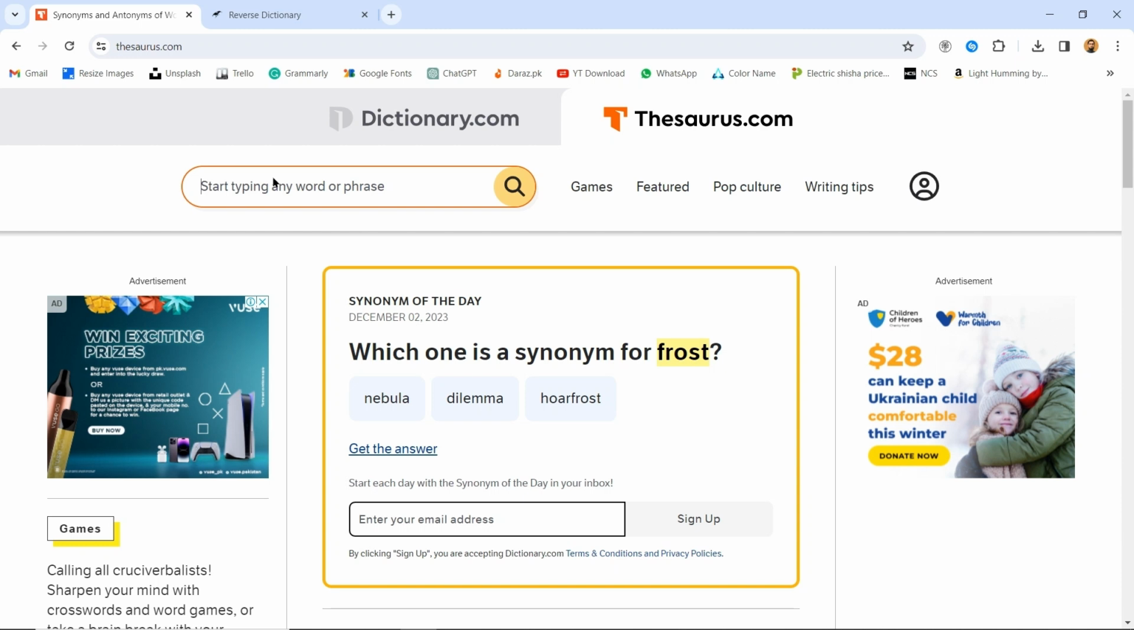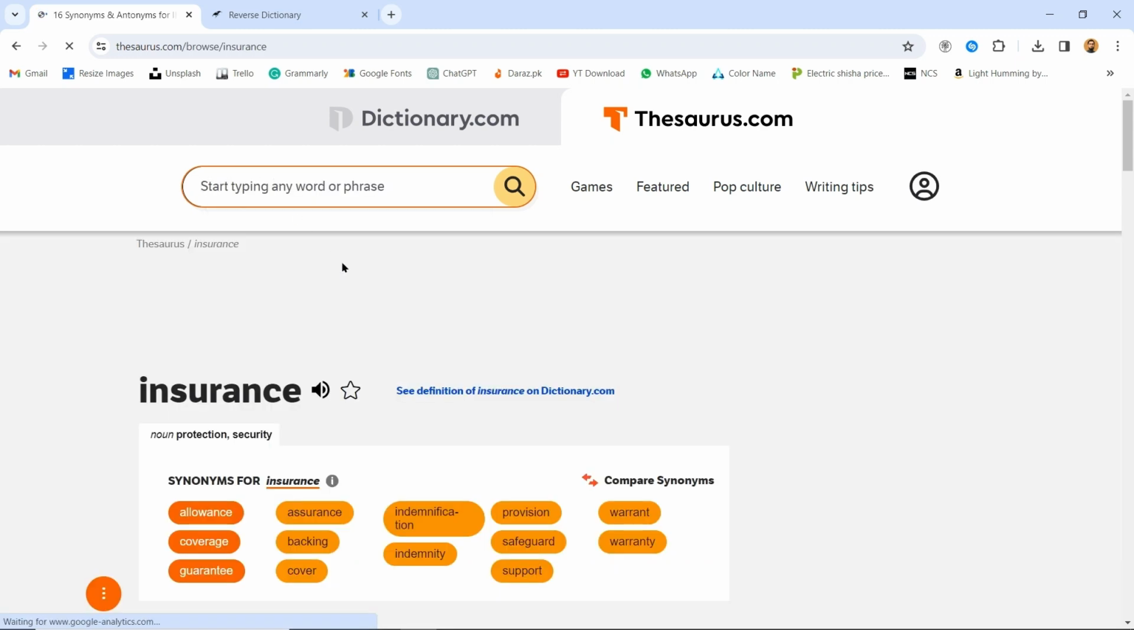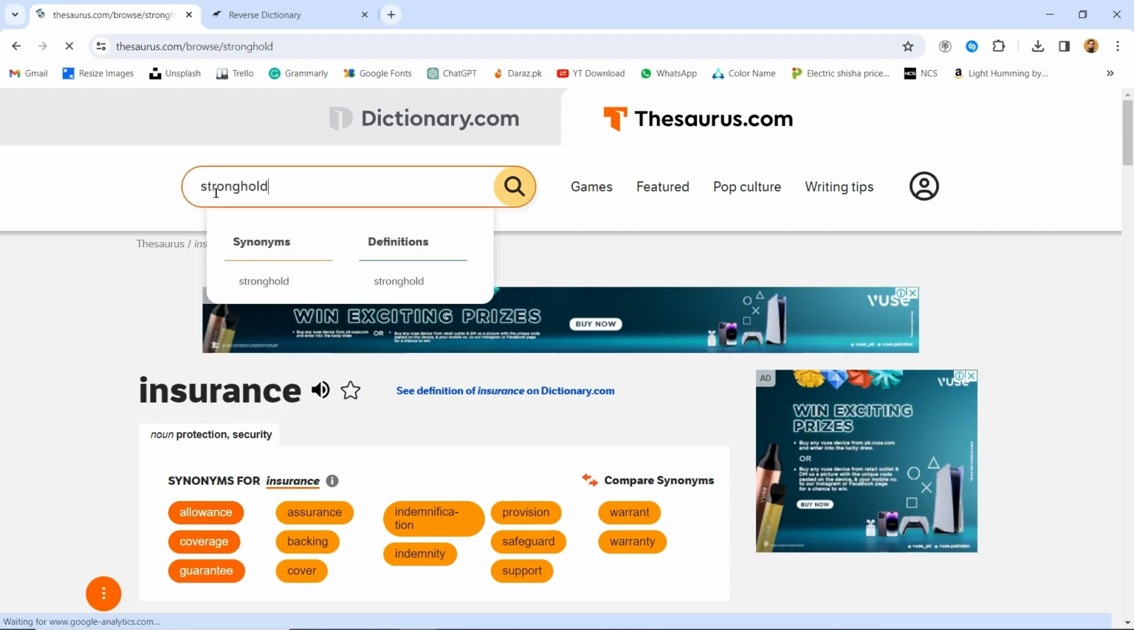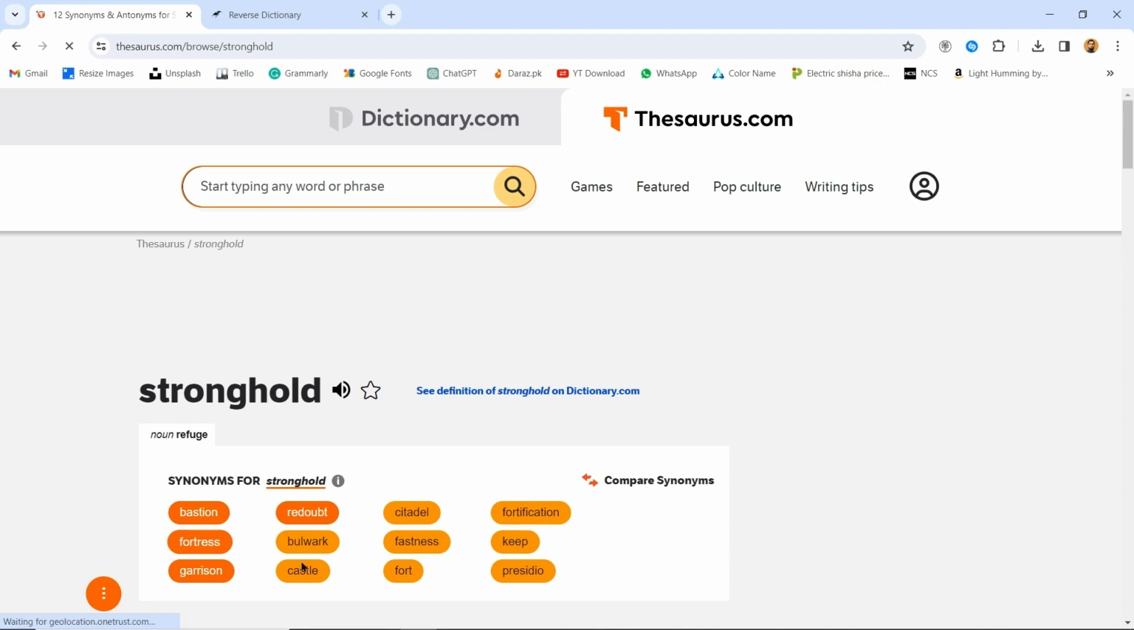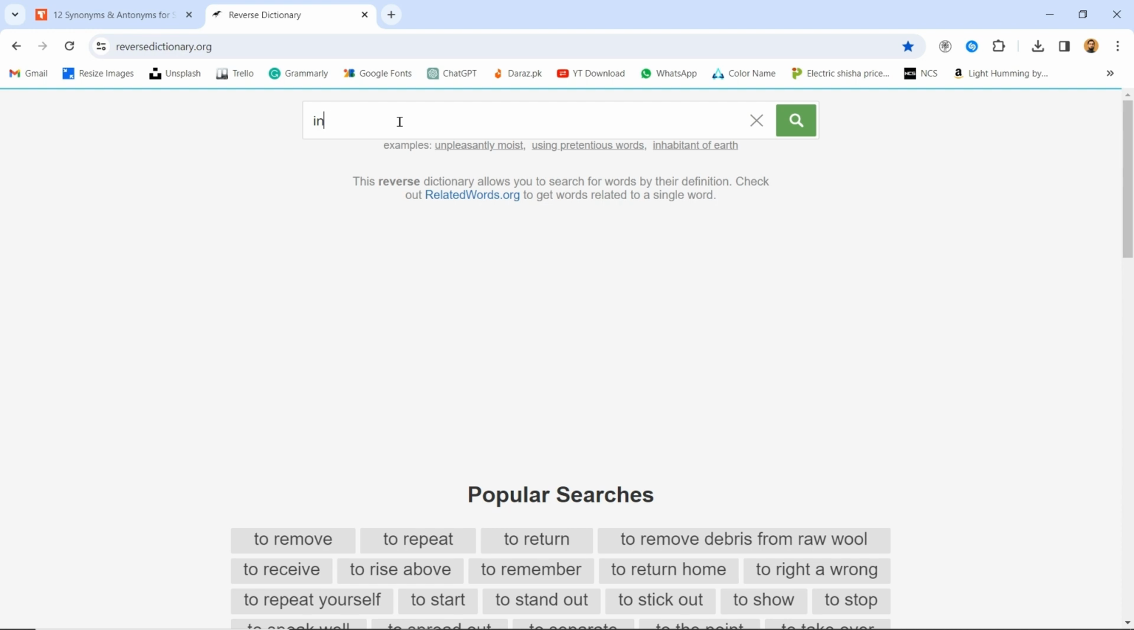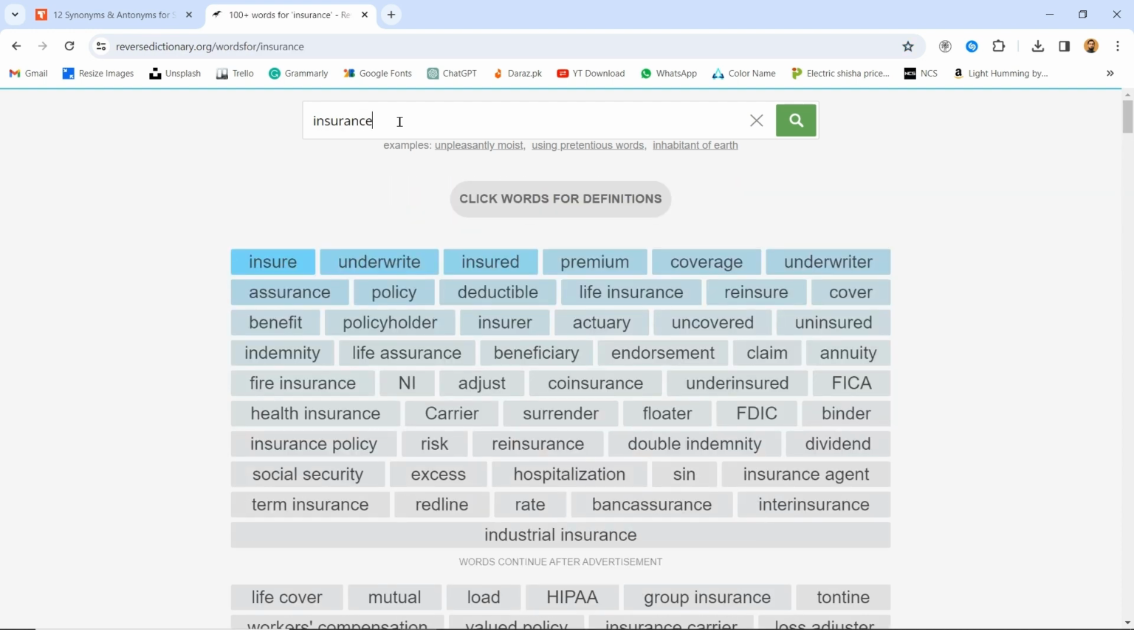First of all, let's try thesaurus.com. Simply write insurance and it will give us different keyword ideas like guarantee, cover, safeguard, etc. Now let's write stronghold and we have keyword ideas like fortress and castle. And now let's try Reverse Dictionary. Again, simply write insurance and we will get multiple ideas. I used to get ideas from these websites in the past. Nowadays, I prefer using ChatGPT as it provides more accurate and to-the-point keyword ideas.